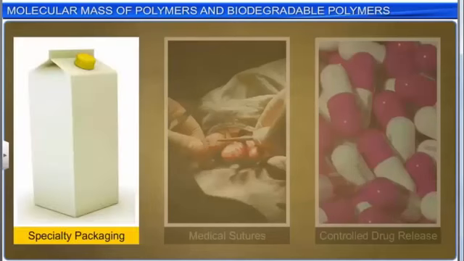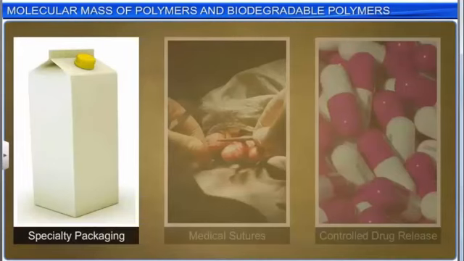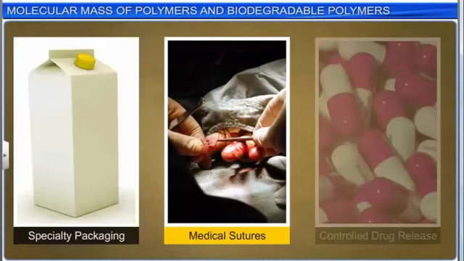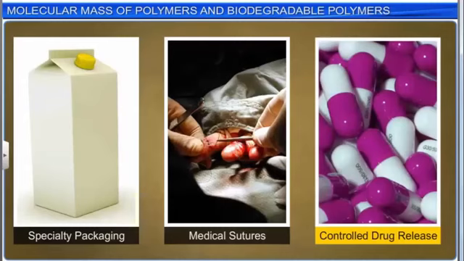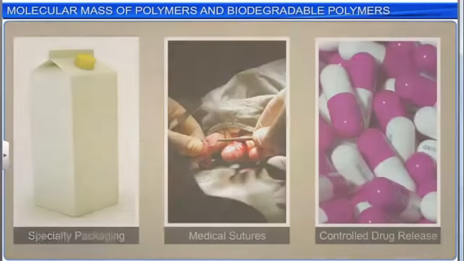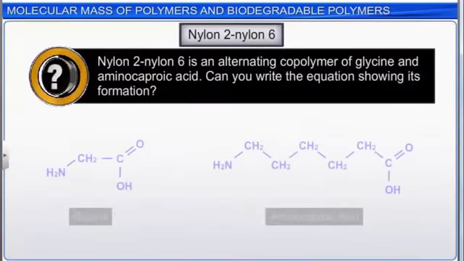PHBV is used for specialty packaging. Because it is biodegradable, PHBV is used for medical sutures that don't have to be removed after surgery, and for controlled drug release. Here is a problem for you to try.